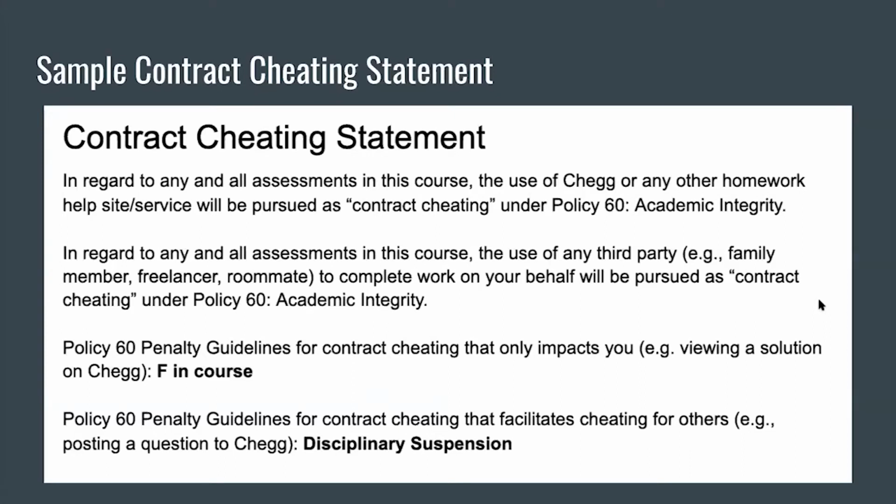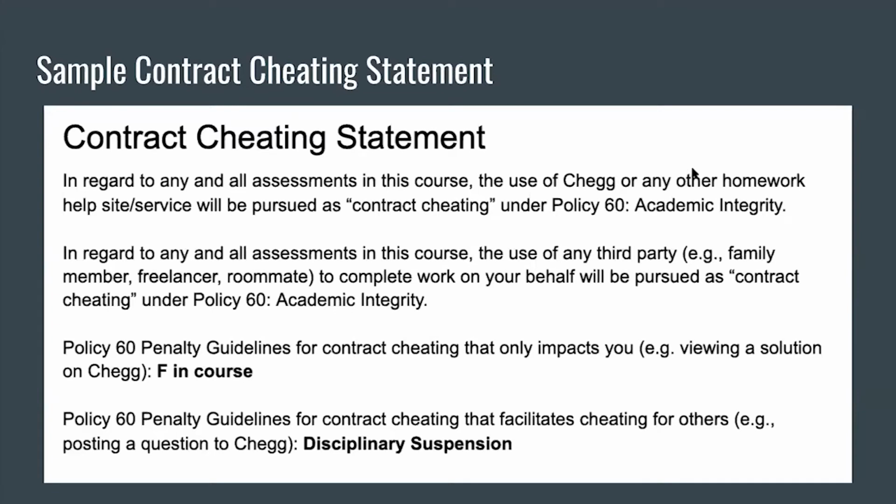In regard to any and all assessments in this course, the use of Chegg or any other homework help site or service will be pursued as contract cheating under Policy 60. In regard to any and all assessments in the course, the use of any third party, e.g., family member, freelance roommate, to complete work on your behalf will be pursued as contract cheating under Policy 60, academic integrity. Policy 60 penalty guidelines for contract cheating that impacts only you, like viewing a solution on Chegg: F in the course. Policy 60 guidelines for contract cheating that facilitates cheating for others, e.g., posting a question on Chegg: disciplinary suspension.